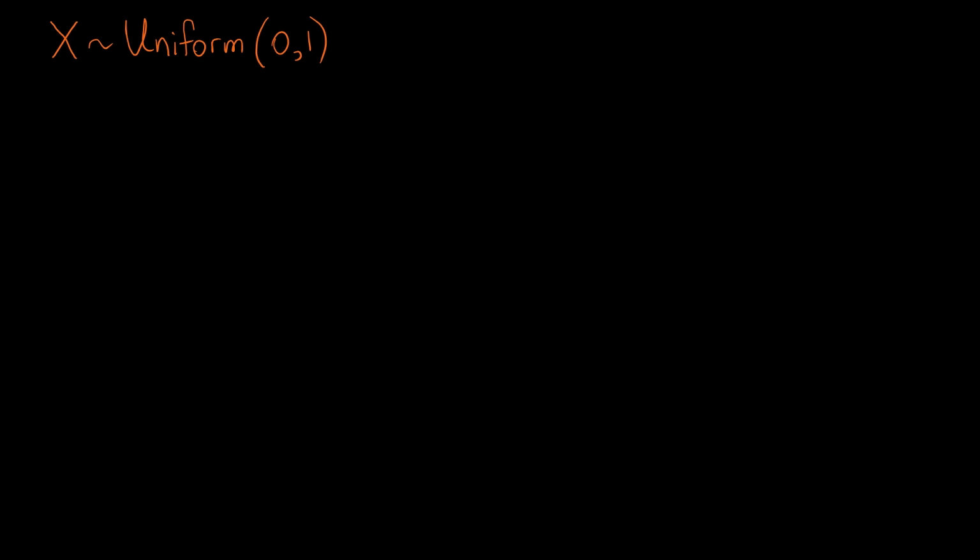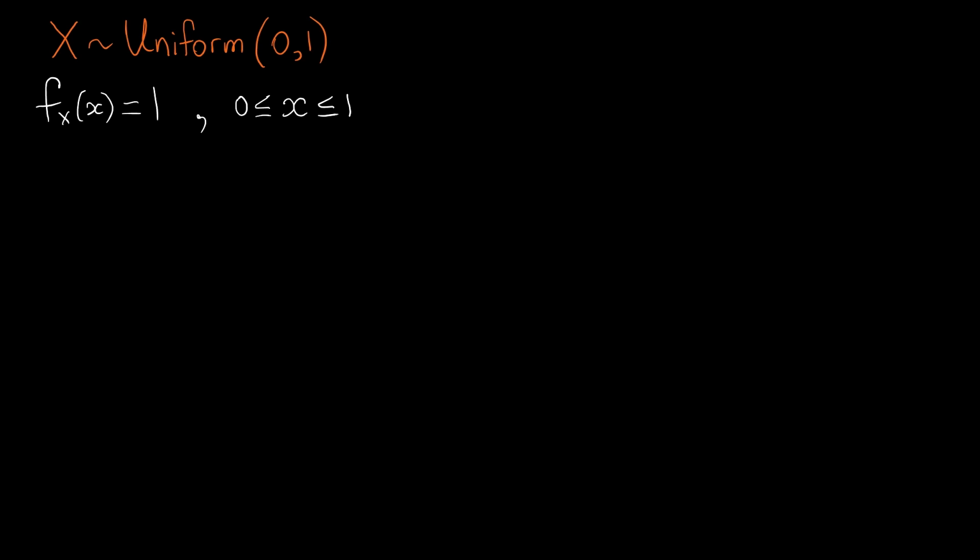Okay, we looked at a discrete random variable. Now let's take a look at a continuous one. Let's take x to have the uniform 0-1 distribution. This means that the PDF of x would be 1, where the support of x is the closed interval between 0 and 1.